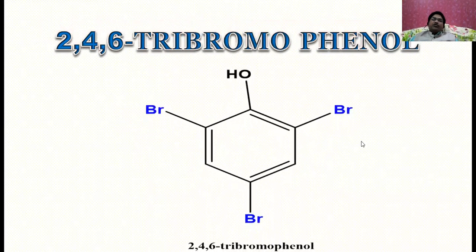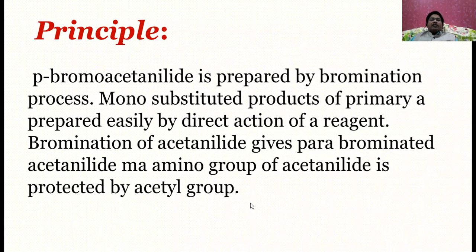One more is the 2,4,6-tribromophenol. This is going to be the phenol ring, where 3 bromines are present. The first one is how to prepare what? Para-bromoacetanilide. Let us see the principle involved in this. The para-bromoacetanilide is prepared by bromination process.